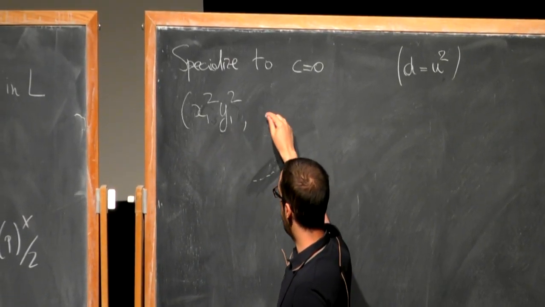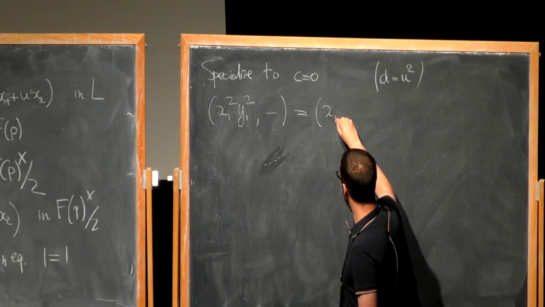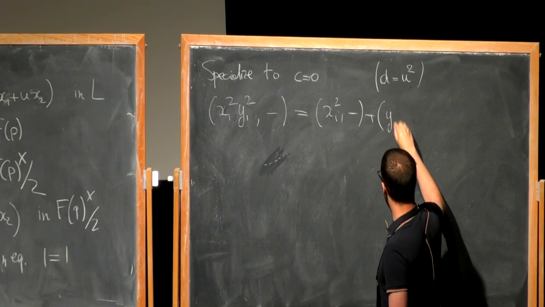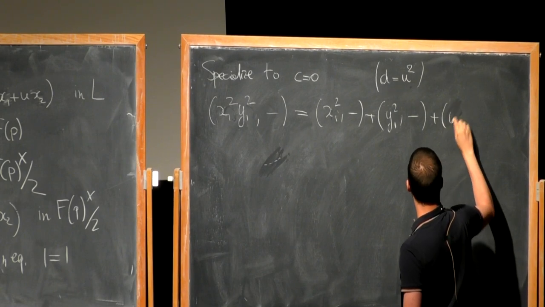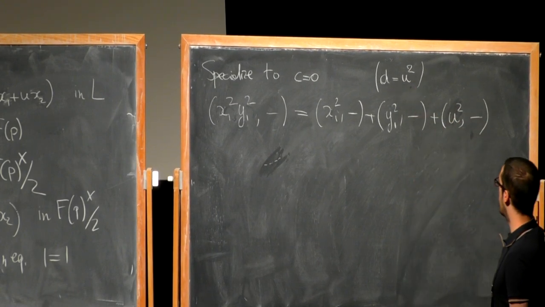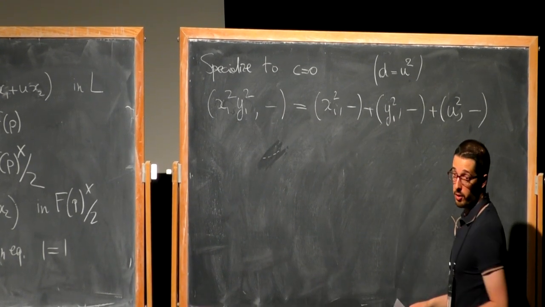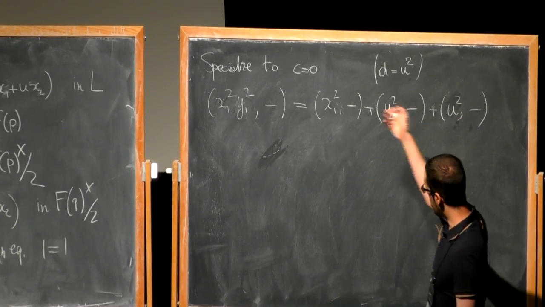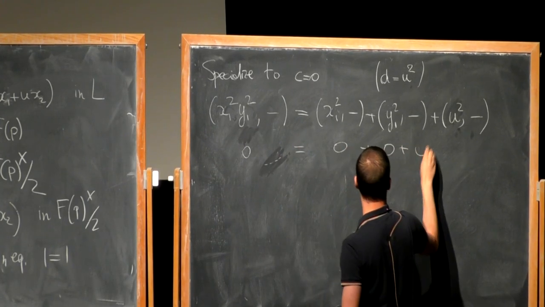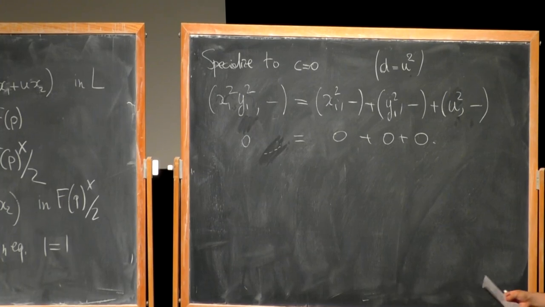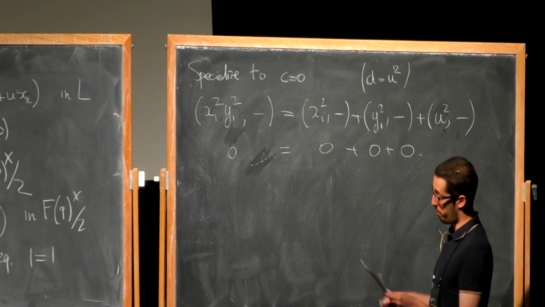So (x1 squared, something) equals (x1 squared, something), (y1 squared, something), and (d, or u squared, something). I've used this identity. Now I have a square in the first term of every quaternion, so this means that the Brauer classes are trivial. So this is 0 equals 0 plus 0 plus 0. And if you further specialize to an F point, then it's again 0. It remains 0. Okay, so this completes the proof of this proposition.